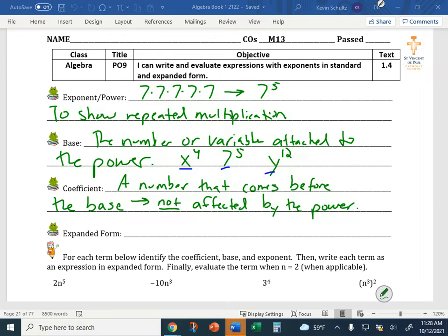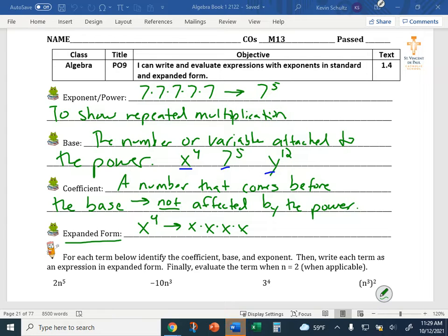In PO9, and actually pretty much every objective after this, you're going to be asked to write things in expanded form. What does it mean to write an exponent expression in expanded form? For example, this x to the 4th here, what would x to the 4th be in expanded form? Lauren? Yeah. Just what does the exponent mean? It means we're taking x times itself, and we got 4 of them, all being multiplied together.